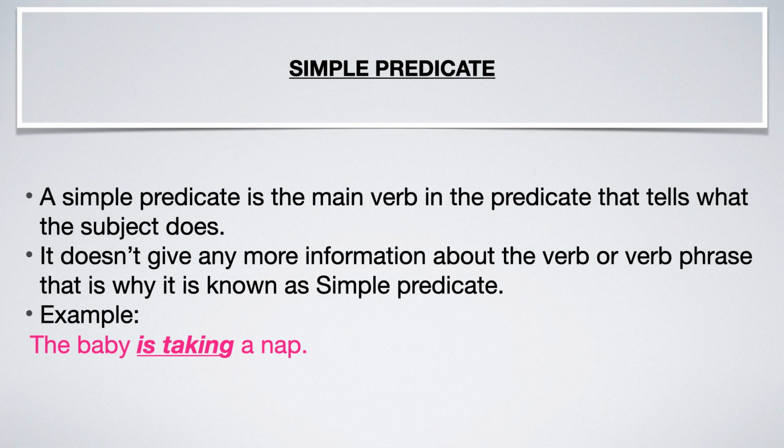Example: the baby is taking a nap. Here the subject is the baby. Is taking a nap is the predicate part. The predicate part only tells what the subject does. It contains the main verb, and it does not give any more information about the verb, like whether the baby takes a nap in a car or bed, something like that.